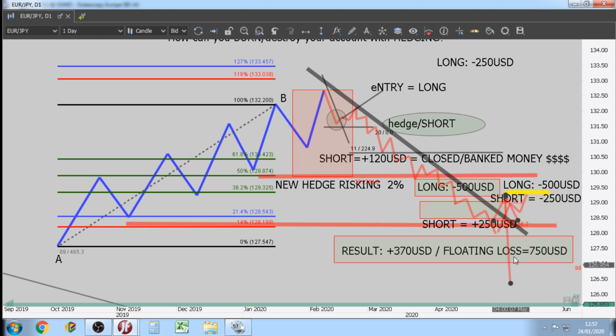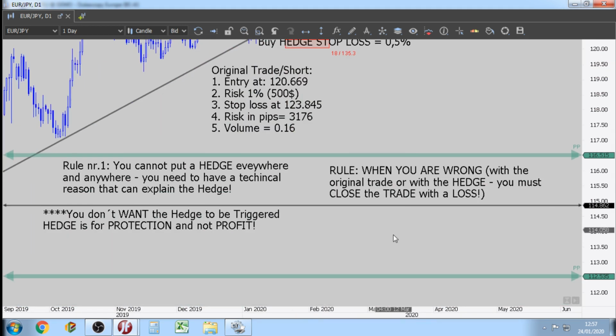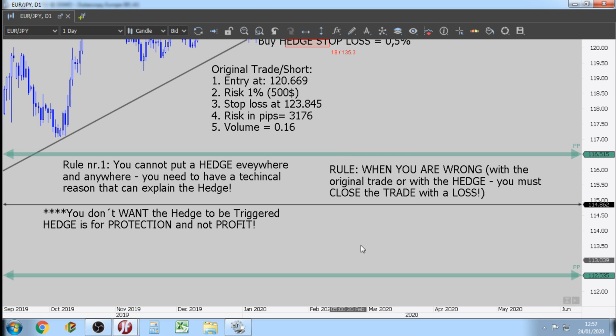Your greed won't make you close the trade with a negative balance. Greed just wants to close the good stuff, you know? Profit. So this is the rule. When we are wrong with the original trade or with the hedge, it doesn't matter. Sometimes we hedge in the wrong direction. Why is that? Because a hedge is a trade. You must close the trade with a loss.